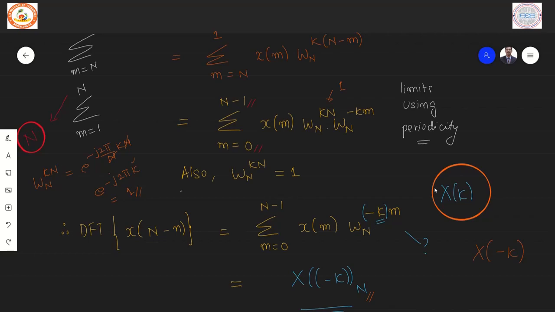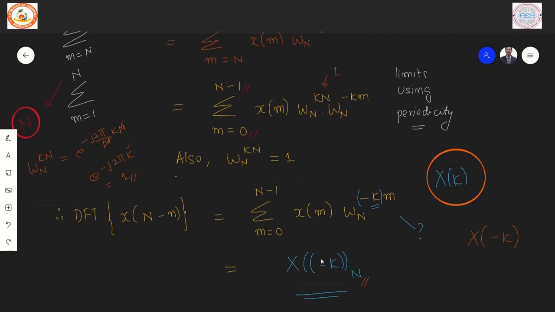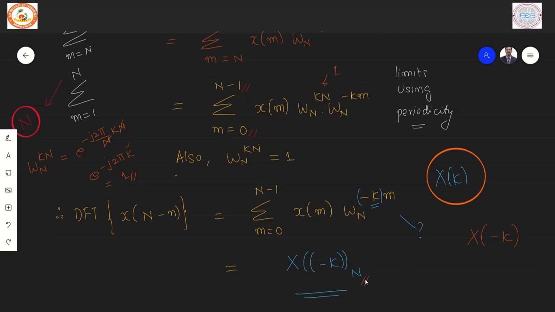So if the previous thing was called X of k, this obviously should be called X of minus k. And since everything here is under the control of mod, we apply X of minus k mod N. Therefore, we have proved that the DFT of x of (N minus n) is equal to capital X of minus k mod N, or equal to X of N minus k. So this property is called the time reversal property.